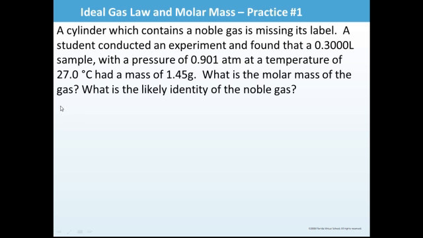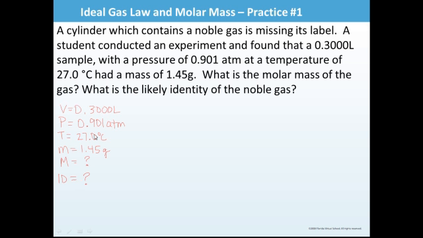Welcome back. What we are going to do is make a list of what we know. So I'm going to take all of the numbers from this word problem and make a list on the left-hand side of my page. In this problem, it tells us that we have a volume, pressure, and temperature. It gives us the mass, and then it asks for the molar mass, so we have to solve for the molar mass, and then it asks what is the likely identity of this noble gas. So I've made a list of everything that it gave me and everything that it's asking me for.